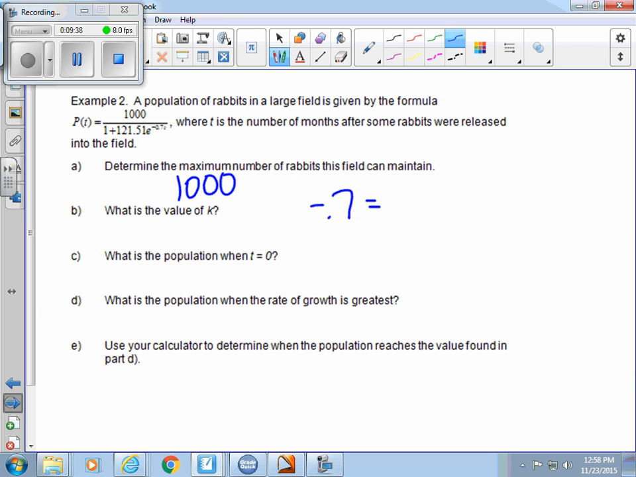Okay, so what is the value of k? I know that negative 0.7 is the negative of k, or lk, depending on which formula you're using, it doesn't make any difference. And what is m? 1,000. So how will I find k? Divide by negative 1,000. What is negative 0.7 divided by negative 1,000? Don't guess.